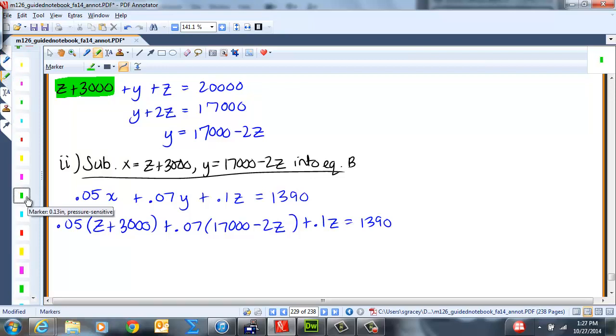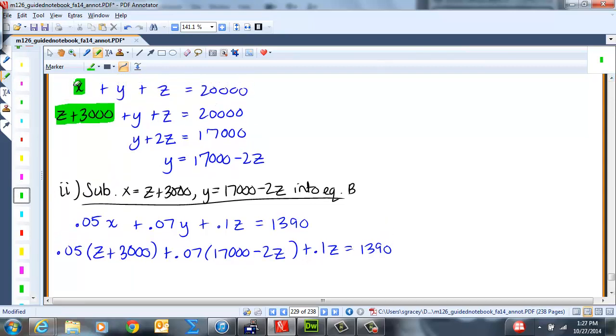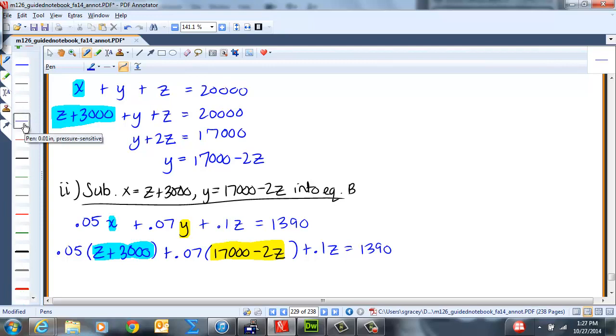So, I want to be consistent in the colors I was using. For X, I usually always do the blue. Let's do that. So X was this, and then we'll have that again over here. And then Y is this. That's what we found in the last step. And now we're going to be looking to solve for Z.